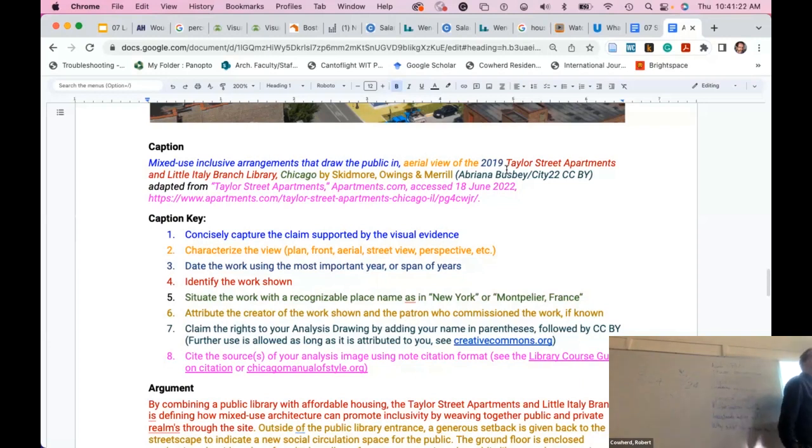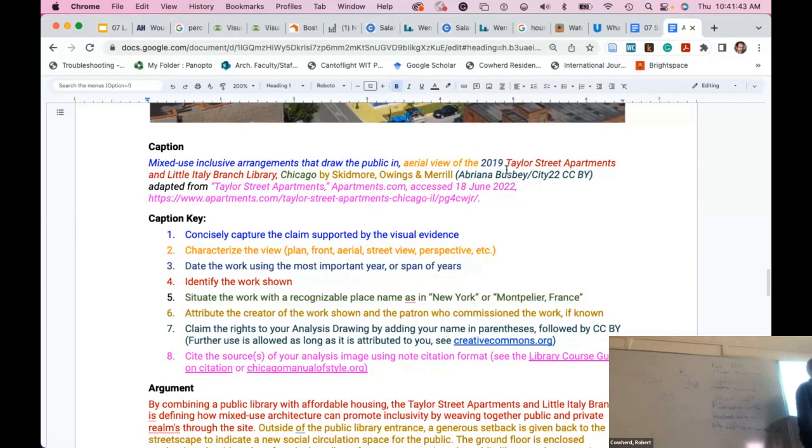That's the first element. The second element, type of view. Third element, year, most significant year, which is probably the year of conception or the year of opening. The name of the project, the location, the place. You don't have to say Chicago, Illinois. We know where Chicago is.